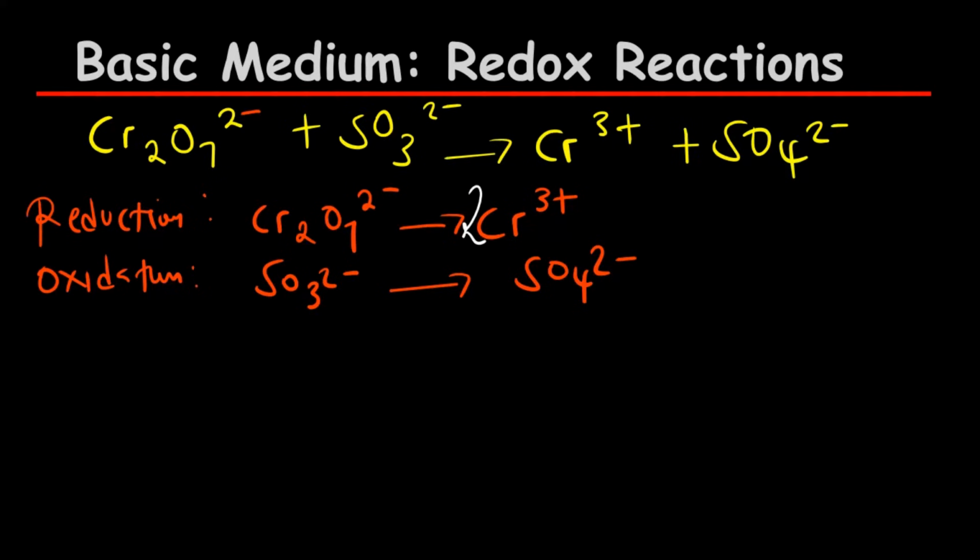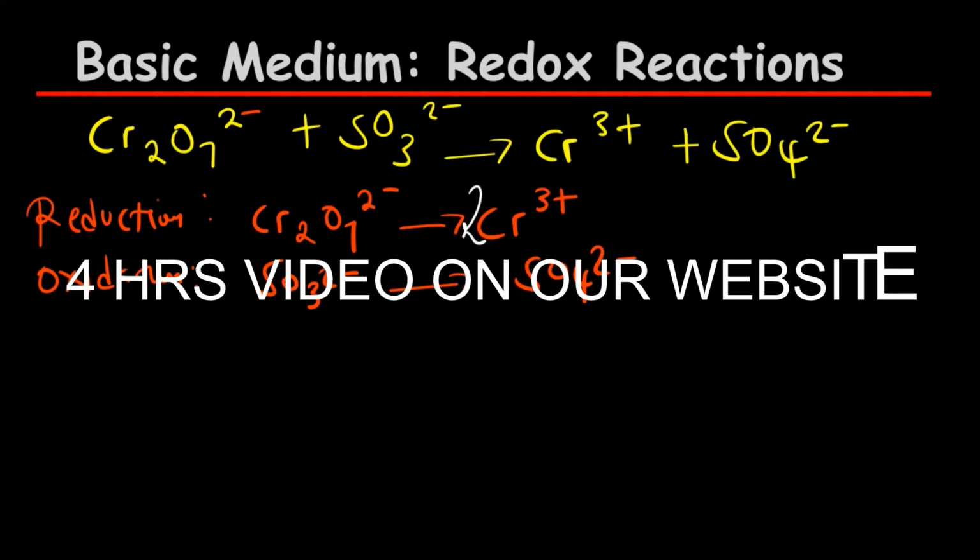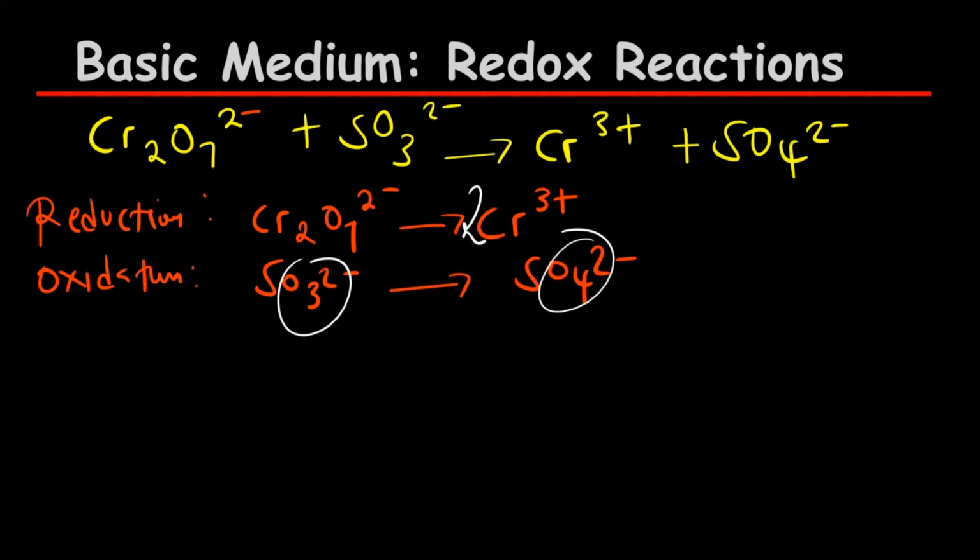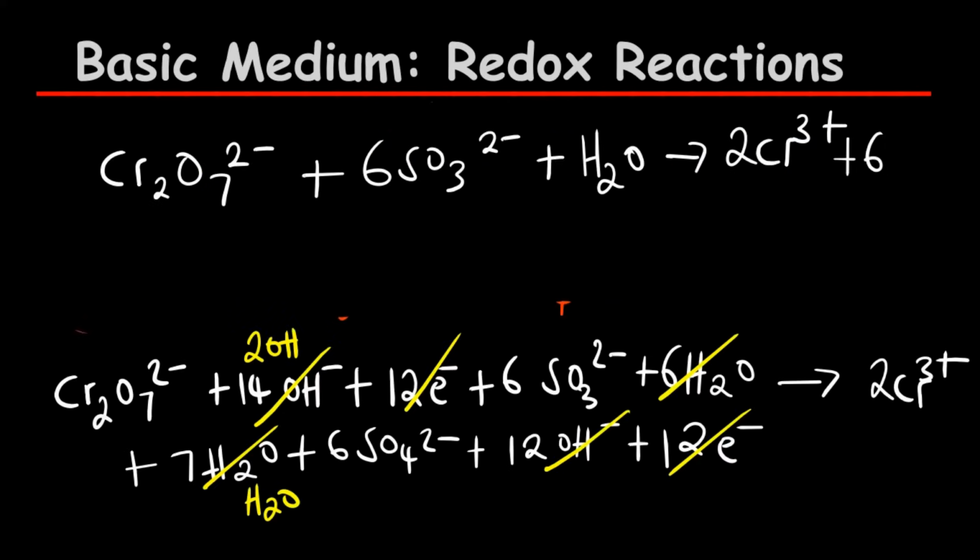It's not balanced because of the oxygens. So that's where we're going to balance the oxygens. Now if I look at the oxygens there, what am I going to do? I'm going to add the water. Here we've got 3, on the other side we've got 4. So I'm going to add water on my sulfite side, SO3 2 minus.